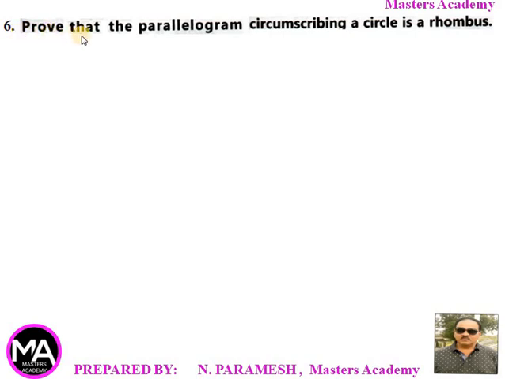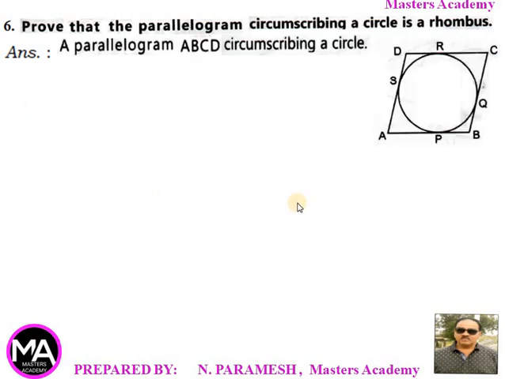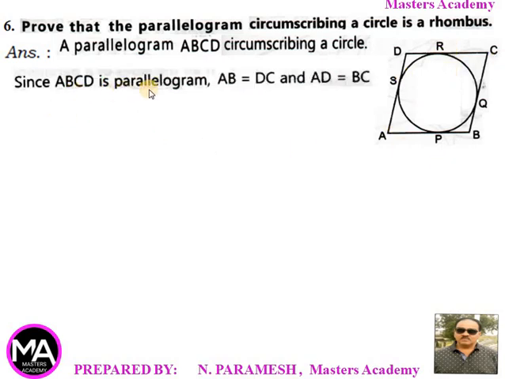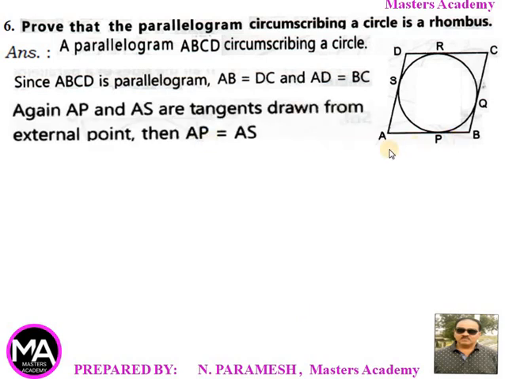Sixth question, prove that the parallelogram circumscribing a circle is a rhombus. Answer. A parallelogram ABCD circumscribing a circle. Since ABCD is a parallelogram, opposite sides are equal as well as parallel. AB is equal to DC, AD is equal to BC. Again, AP and AS are the tangents drawn from an external point A. Therefore, AP is equal to AS.